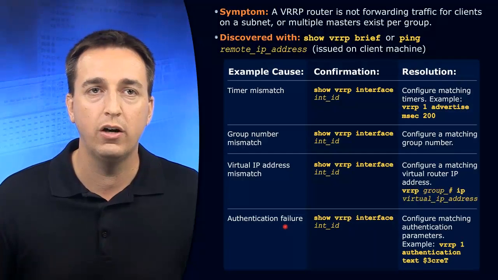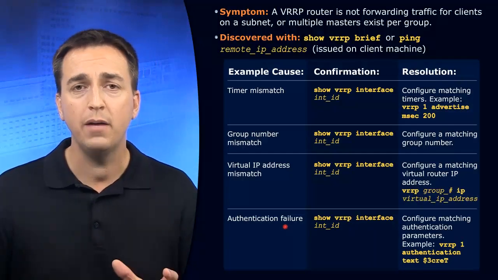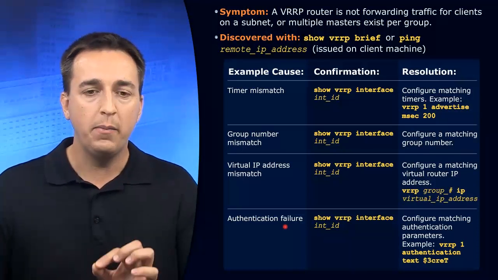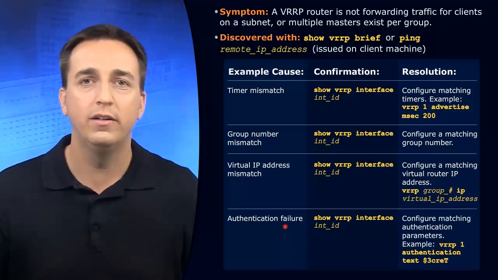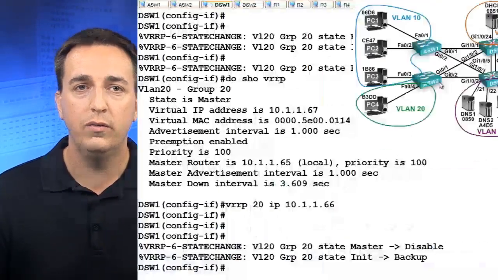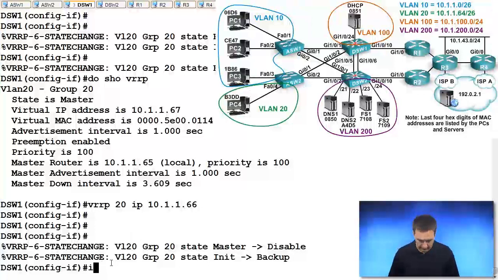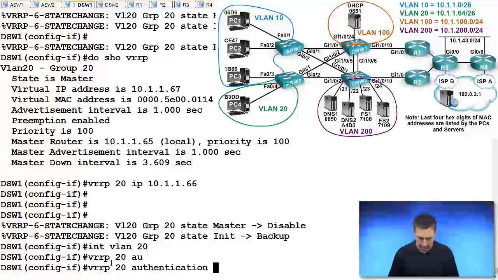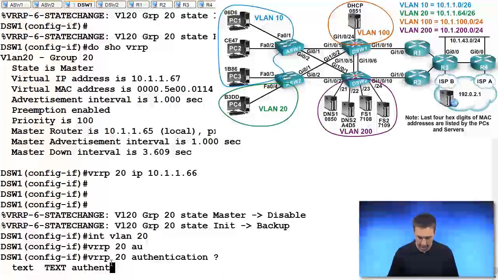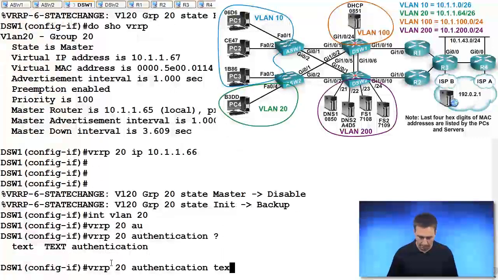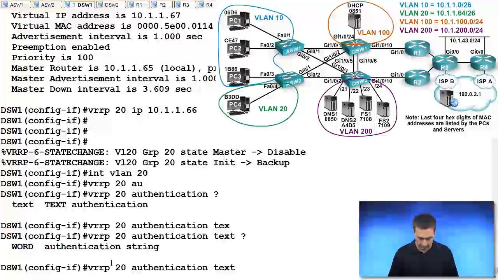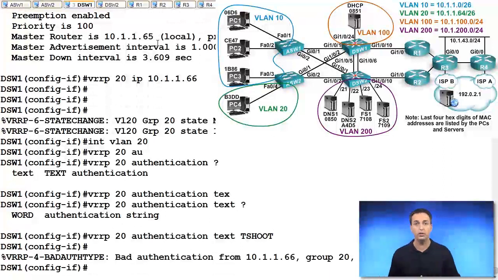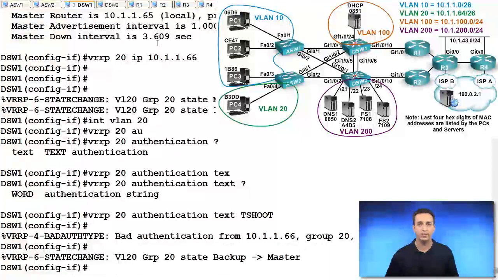And lastly, we see here authentication. So we can set up plain text authentication for VRRP, and it's important that the parameters match exactly or authentication will fail. If we go over to DSW1, let's set up interface VLAN 20, VRRP group 20 authentication, and plain text is the only option I have. Let's set up a string of TSHOOT. If we go over to DSW2 and do the same thing, then we'll successfully authenticate.